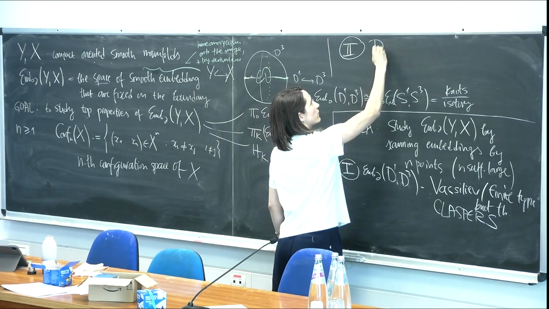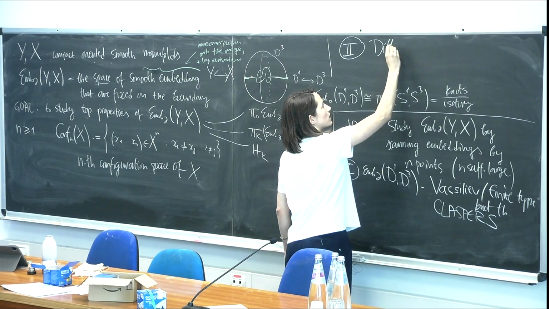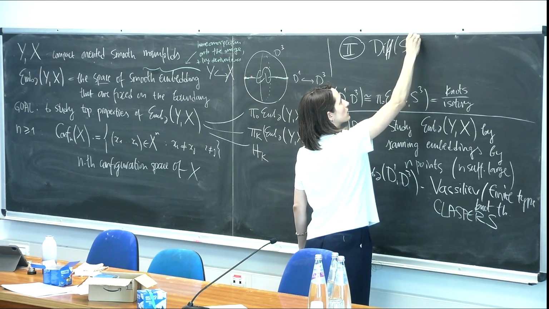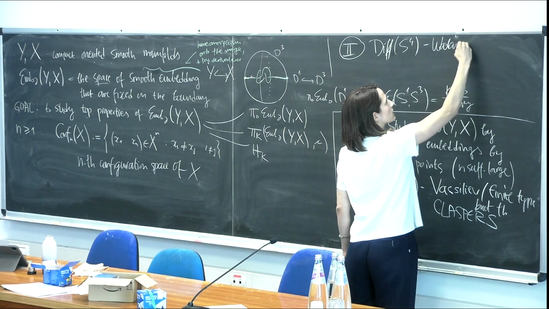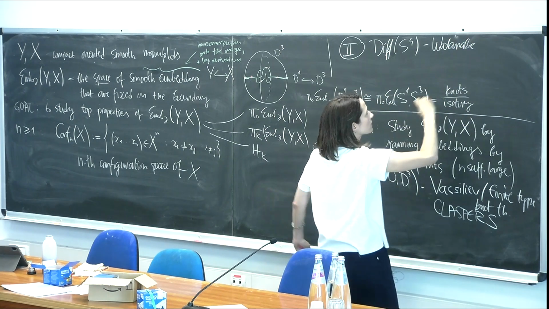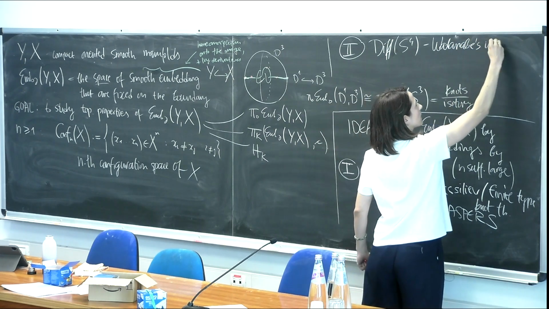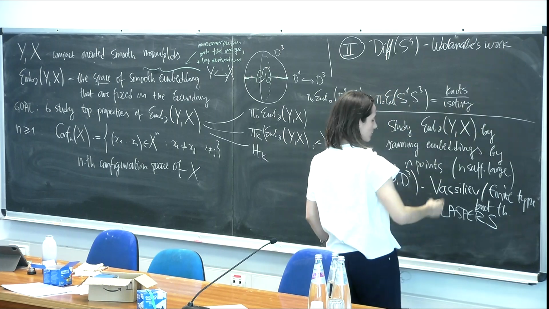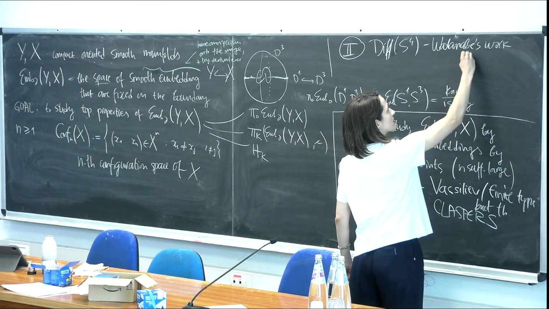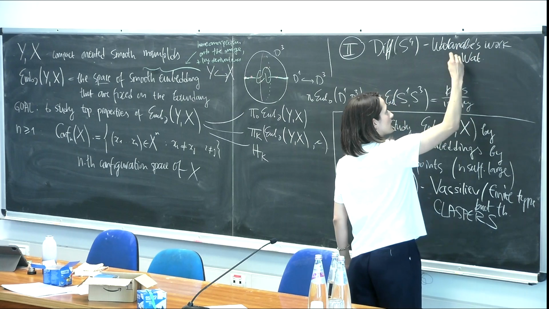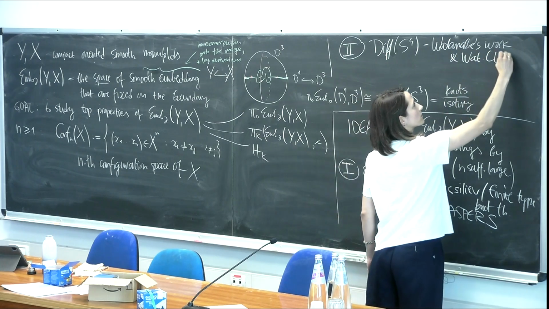Number 2 is about diffeomorphisms of S4. And this is Watanabe's work in the last, let's say, 10 years. And he also has some kind of a version of claspers. Let me call them Watanabe's classes. In that setting, we have Watanabe's classes.